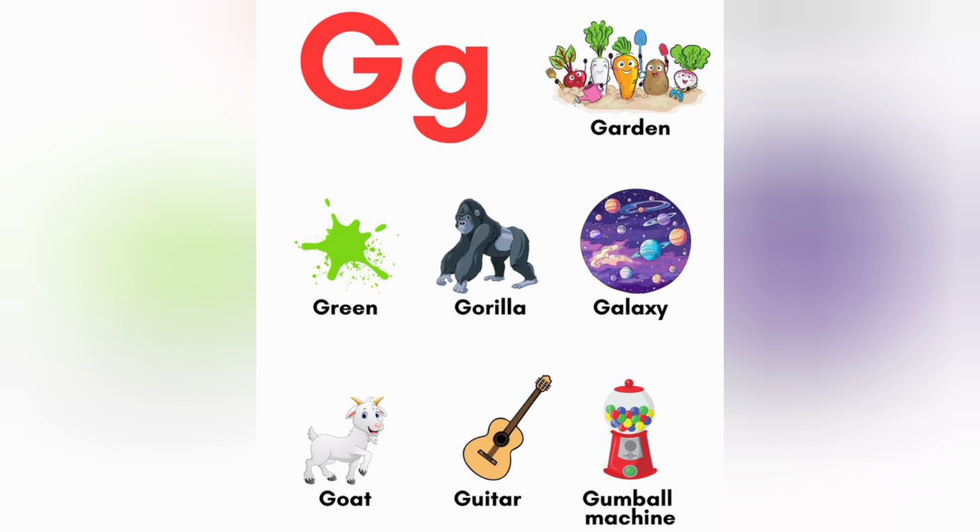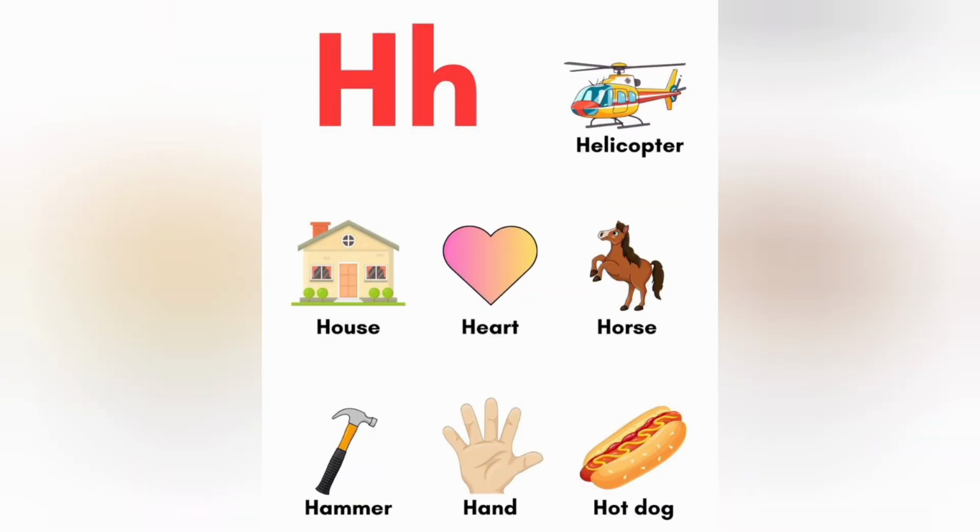Now let's repeat the letter with its sound. G garden. G green. G gorilla. G galaxy. G goat. G guitar. G gumball machine.